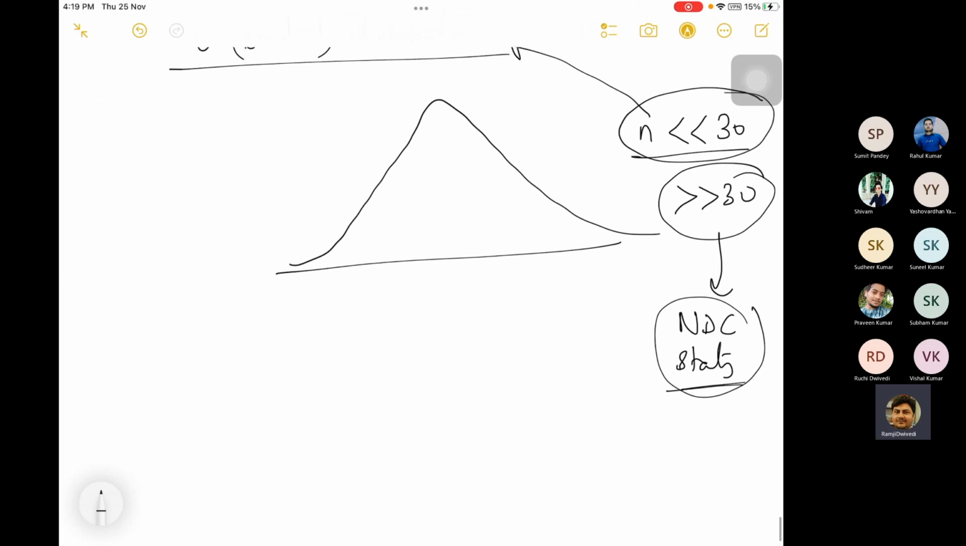If Z is a standard normal random variable of a defined data set, and chi-square is a random variable with mu degrees of freedom, then the T distribution is given as Z upon the square root of chi-square by mu. That is, T is equal to Z by the square root of chi-square by mu. This is your T distribution.